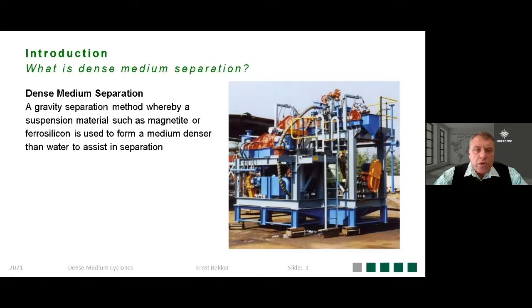So what is dense media separation? It is a gravity separation method whereby you use magnetite or ferrosilicon as a media to induce a separation density. You don't use water, obviously, because water has a density of 1. We need something else to create this artificial density in order to float a material to produce a separation, and the denser material settles then or goes to the sinks fraction.